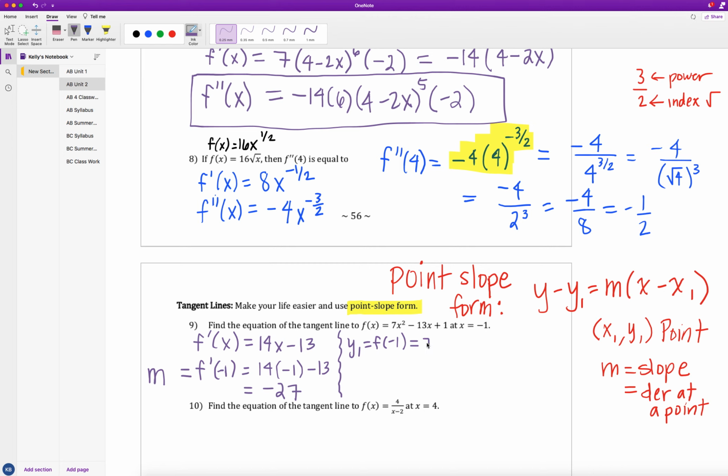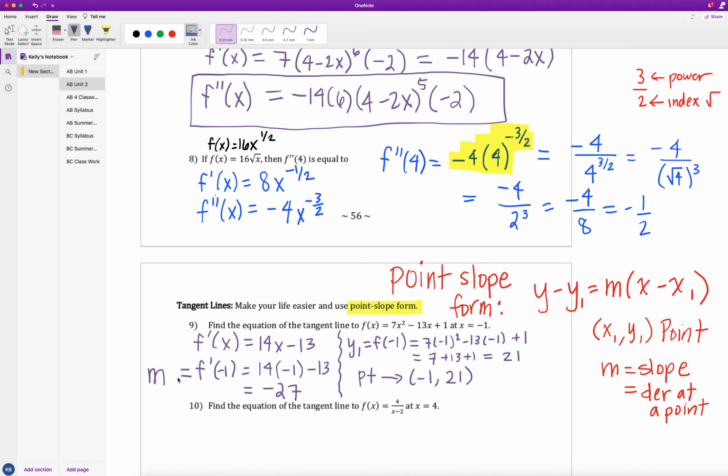When I do that, I end up with 7 times a -1 squared minus 13 times -1 plus 1. So overall then I have a 7 plus 13 plus 1, so I end up with 21 then. What that tells me is that my point that I have is going to be equal to -1, 21.